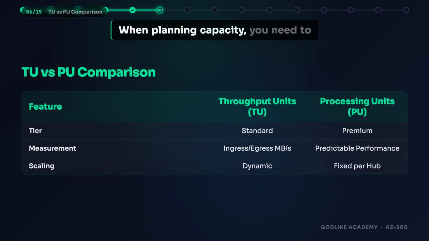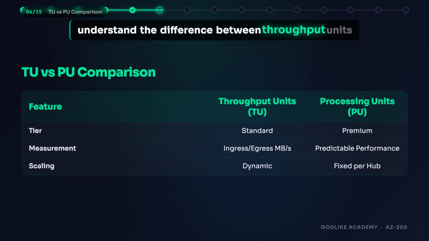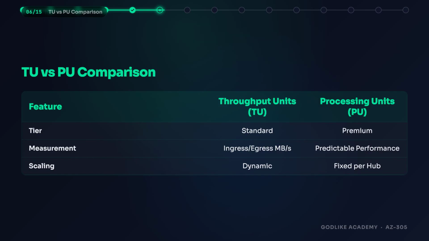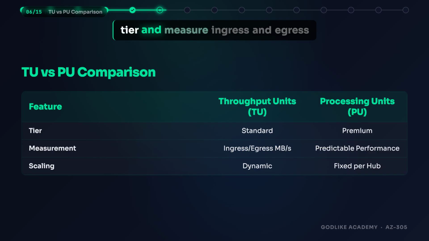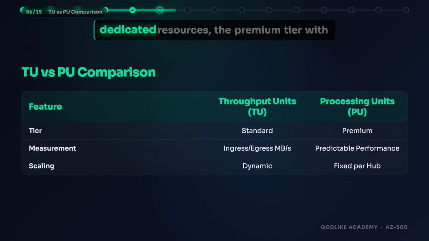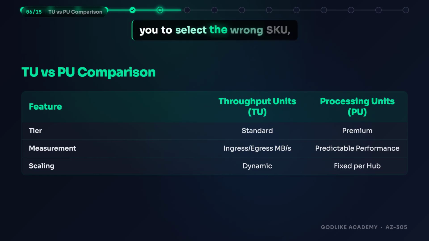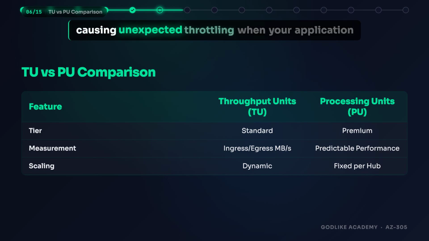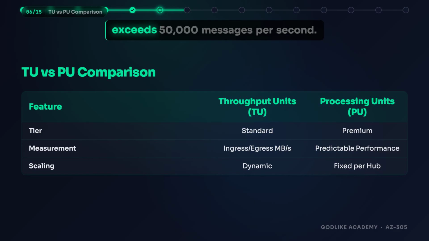When planning capacity, you need to understand the difference between throughput units and processing units. TUs are used in the standard tier and measure ingress and egress throughput along with message counts. PUs are used in the premium tier for more predictable performance and higher isolation. If you need burst capabilities or dedicated resources, the premium tier with PUs is your choice. Mixing up these metrics will lead you to select the wrong SKU, causing unexpected throttling when your application exceeds 50,000 messages per second.